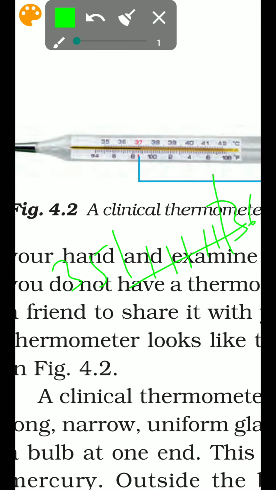Okay, I'm saying that if the reading of mercury is showing up to the third smaller line, what will be the temperature? It is 35 and point 2, point 2 and point 2. Means it will be 35.6. The temperature will be 35.6.